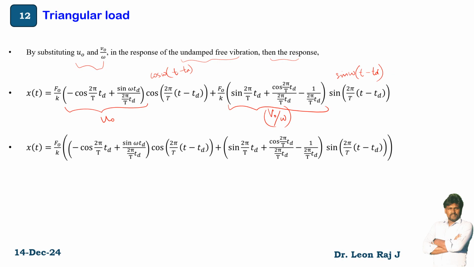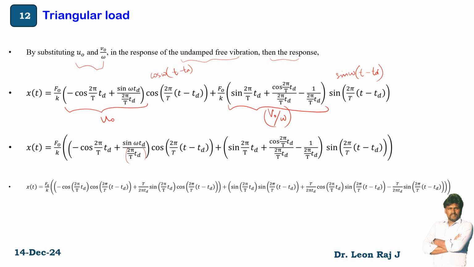So the response is further simplified as x of t equals f0 by k times minus cos 2 pi by T into td plus sin omega td divided by 2 pi by T into td, into cos 2 pi by T into t minus td, plus sin 2 pi by T into td plus cos 2 pi by T into td divided by 2 pi by T into td, minus 1 divided by 2 pi by T into td, in the sin, that is 2 pi divided by capital T into t minus td, is written here.